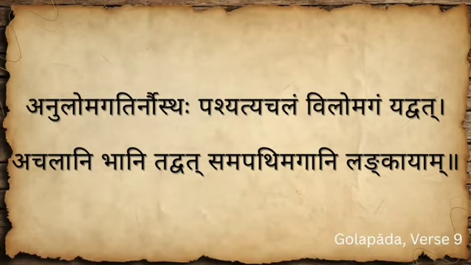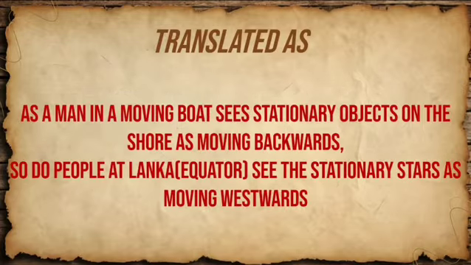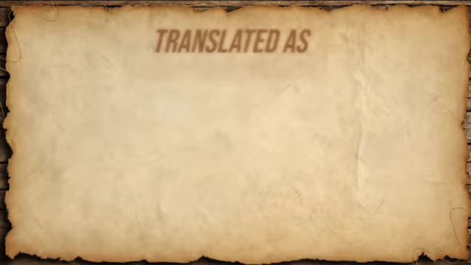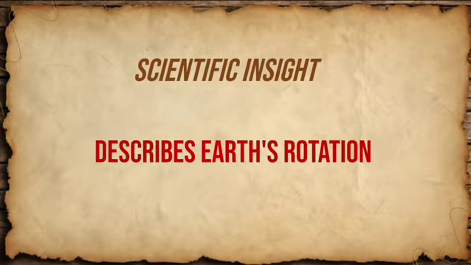The following shlok translates as: a man in a boat sees stationary objects on the shore as moving backwards. Similarly, people at the equator see the stationary stars as moving westwards. This is one of the earliest explanations of relative motion and Earth's rotation, centuries before Galileo and Copernicus.